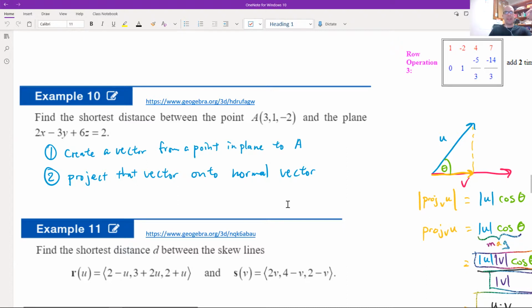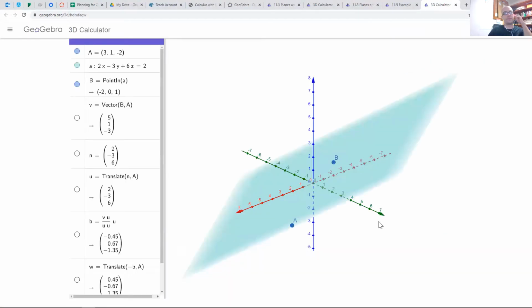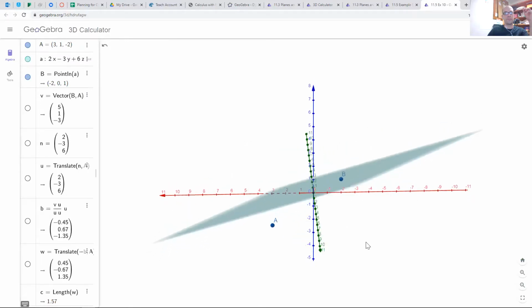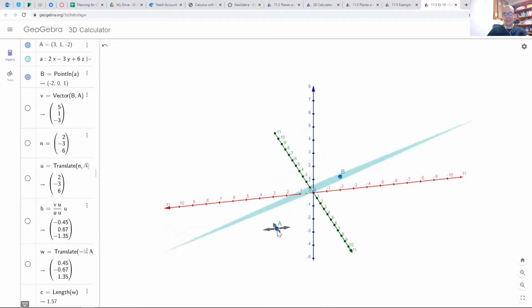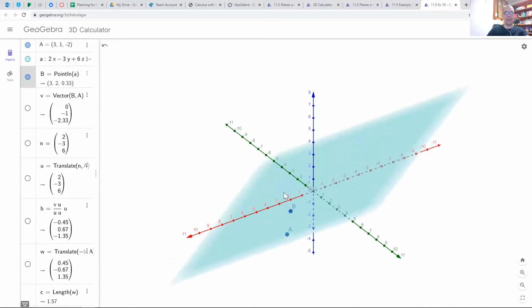Okay, so that's the plan. Let's see how it looks. All right, so A is our point 3, 1, -2. B is a point in the plane and that I can literally drag around wherever I want to. So that's cool.